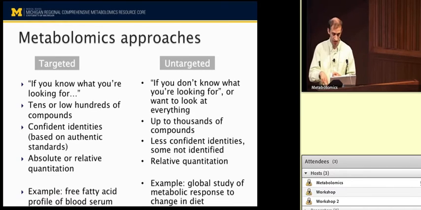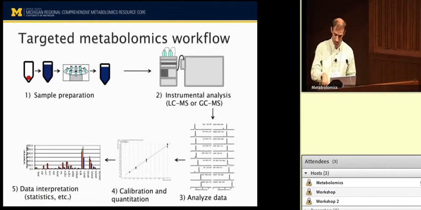Generally, untargeted analysis is limited to relative quantitation. Some people have said, oh, this is not quantitative. That's not true. We can get a good sense of what changes, and when you correlate it with a targeted analysis, usually you come out with very, very similar results. But we can't tell you in a nanomolar quantity in general what's going on. An example would be a global study of the metabolic response to change in a diet.